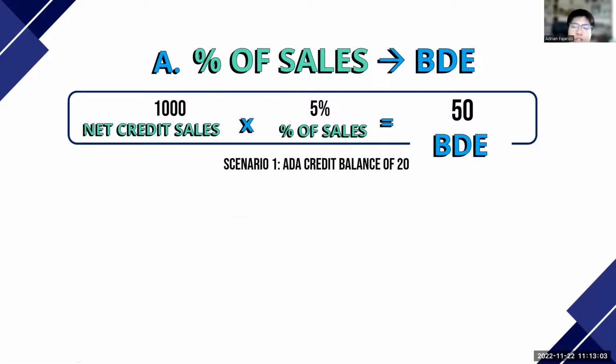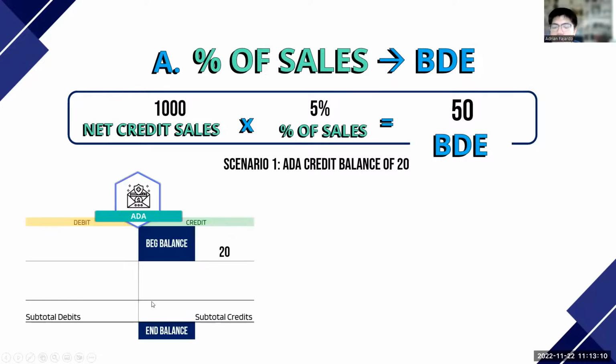So scenario 1, let's assume that there's an ADA credit balance of 20 before the adjustment. So in terms of your T account ADA, you have a beginning balance of 20. And then ang na-solve natin is the BDE. So 50 BDE. So in this T account, saan lalabas si BDE? Inside. So you have a BDE of 50, so your ADA will increase by 50 credit. Therefore, your ADA would be 20 plus 50, you'll have 70 na ADA.